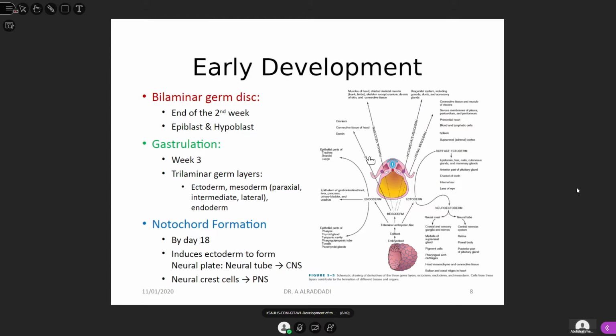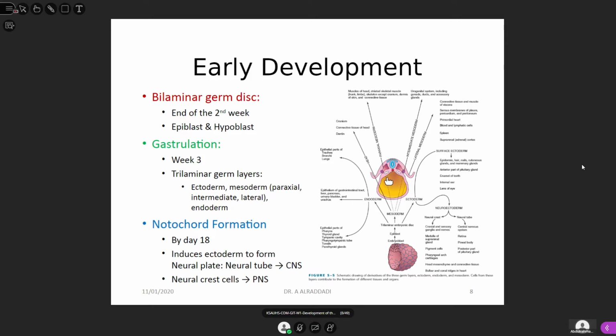So here is the early development of the embryo at the beginning. At the end of the 2nd week, we will have the bilaminar germ disc consisting of epiblast and hypoblast, and then the gastrulation process will start in week 3 around day 15. The trilaminar germ disc will be formed, consisting of ectoderm, mesoderm, and endoderm, and this gives rise to the paraxial, intermediate, and lateral mesoderm. The lateral mesoderm will be subdivided also into 2 groups: the somatic and the splanchnic mesoderm. And then we have the notochord formation.